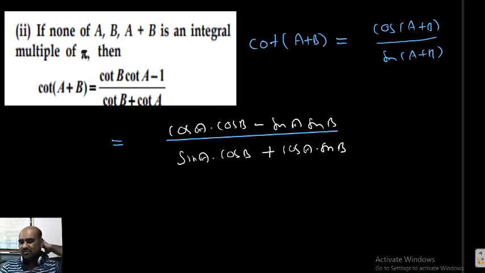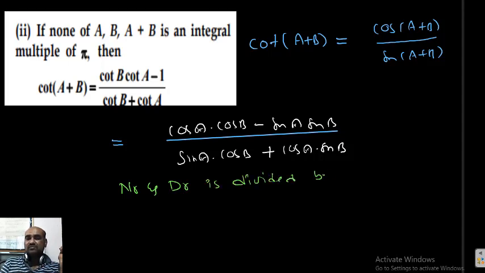To get everything in terms of cots, I divide the numerator and denominator by sin A into sin B. Here sin A and sin B are never 0, and the product is also never 0, because A and B are not integral multiples of pi.